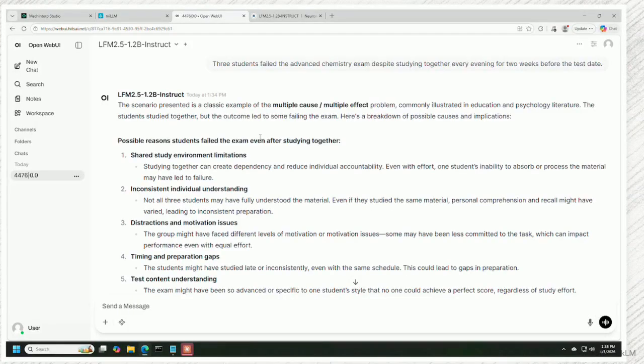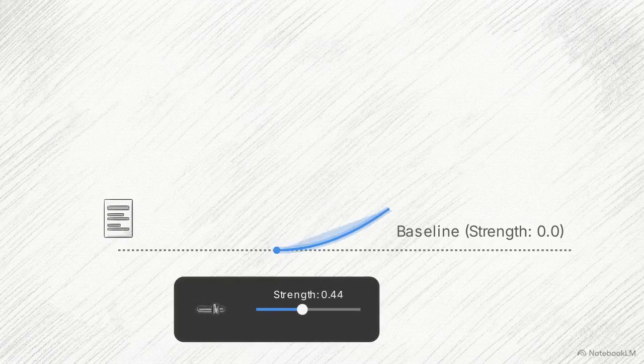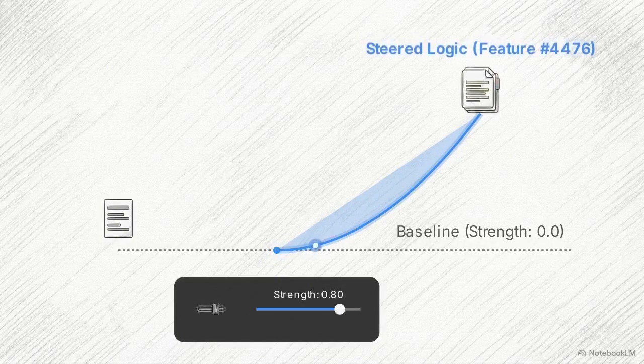The baseline response follows a standard descriptive structure, providing a textbook-style list of reasons for the failure. This baseline establishes our control variable. The shifts that follow originate from the internal feature steering we are about to apply.